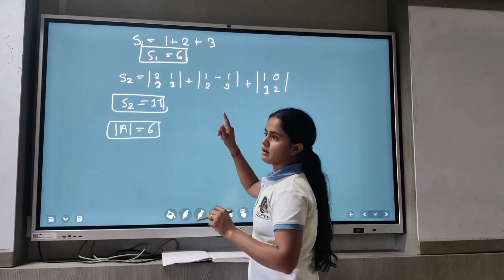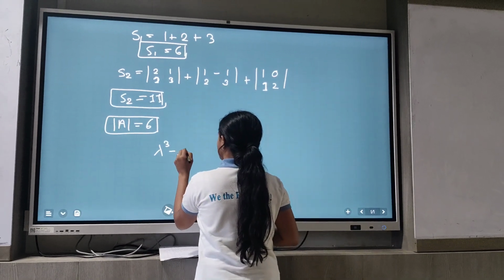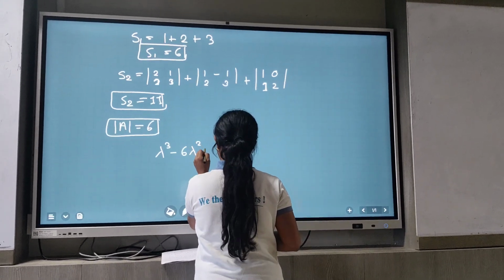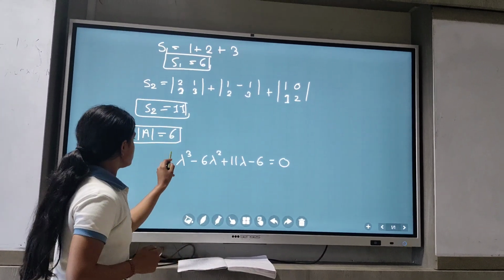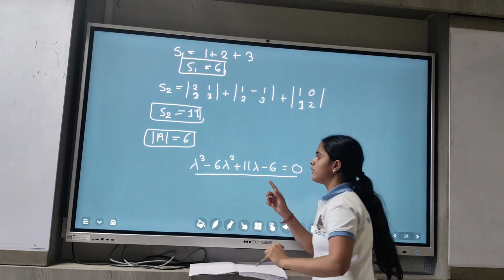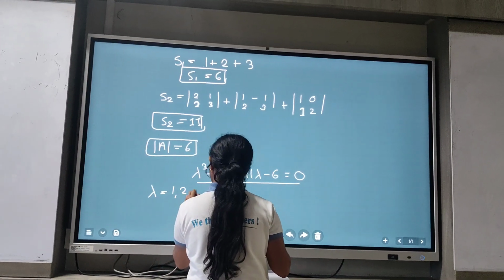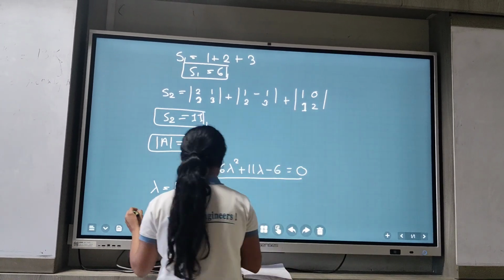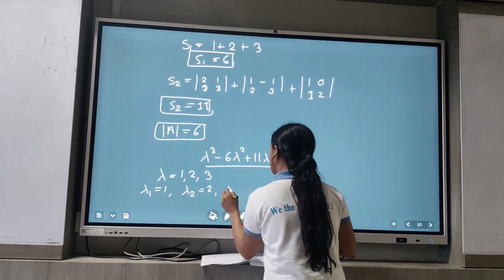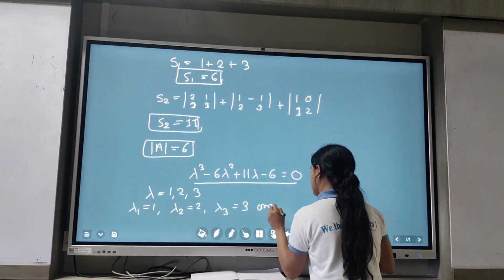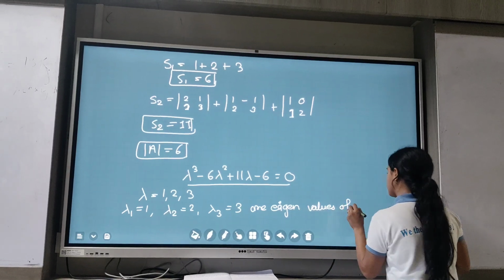Now we will put all three values in our general equation. Just see, when we put this equation, we get the three values 1, 2, 3. These are the eigenvalues. They will be written as lambda 1 equals 1, lambda 2 equals 2, lambda 3 equals 3, the eigenvalues of matrix A.